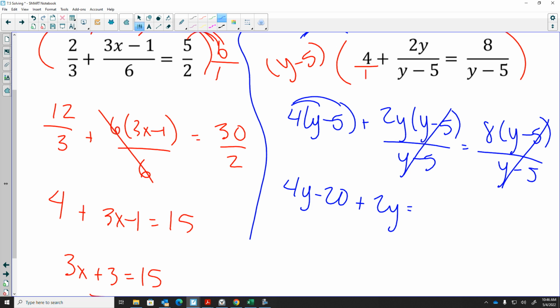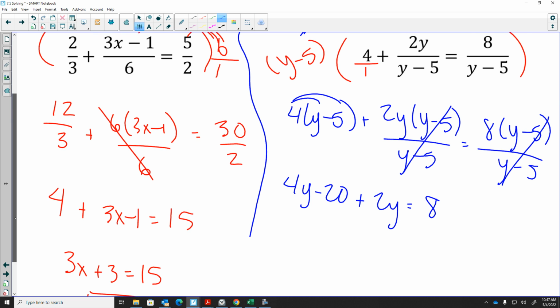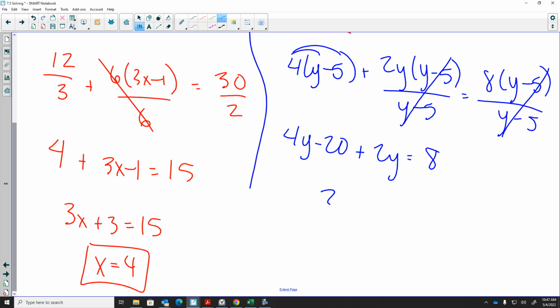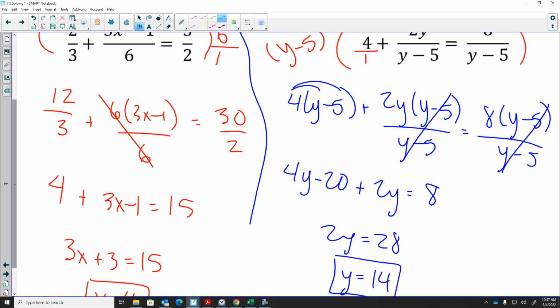Do you think you can solve that? Yeah? Add 20, 2y equals 28, y equals 14. Oh, yeah, sorry, I thought it was negative. Yeah, it's 6y.